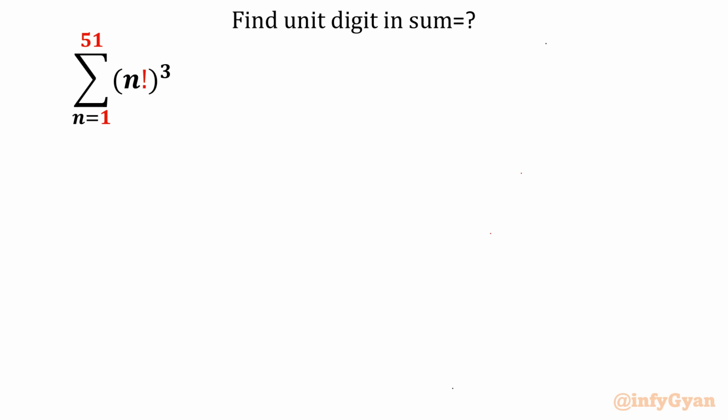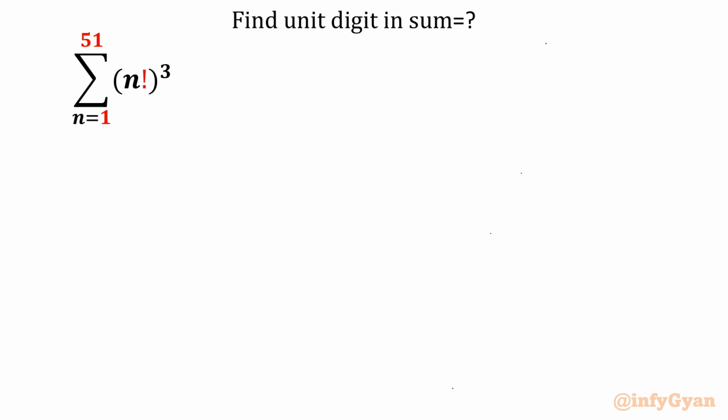In this very powerful video of factorials, we are going to solve one problem from Math Olympiad. The problem is: find the unit digit in the sum, given sigma n equal to 1 to 51 of (n factorial) whole cube.